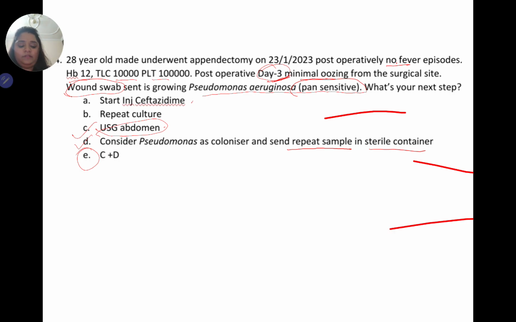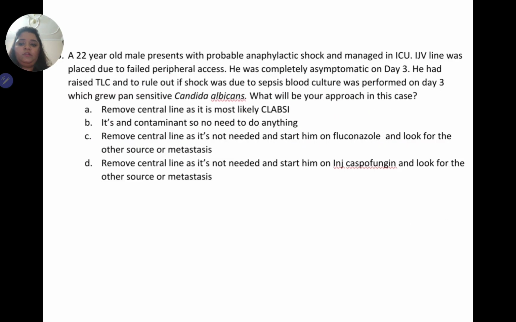Next. A 22-year-old male presents with probable anaphylactic shock managed in ICU. IJV line was placed due to the failed peripheral access. He was completely asymptomatic on day 3 with some raised TLC, and to rule out if the shock was due to sepsis, a blood culture was performed on day 3 which grew pan-sensitive Candida albicans. So what should be your approach?